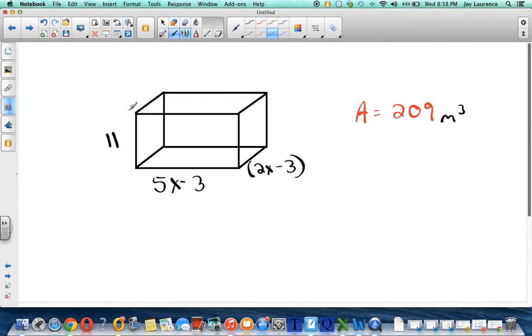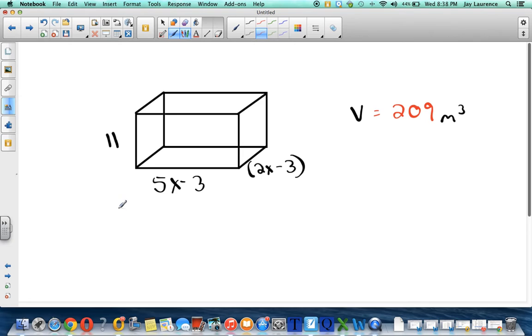Okay, here's a problem here. It's a prism. I've given you 3 dimensions, and I've given you the volume. Oop, it says area. Silly me. I apologize. I am very tired. You don't realize how long this video has taken me to get ready. I made several mistakes, had to restart once. I'm a little bit tired.